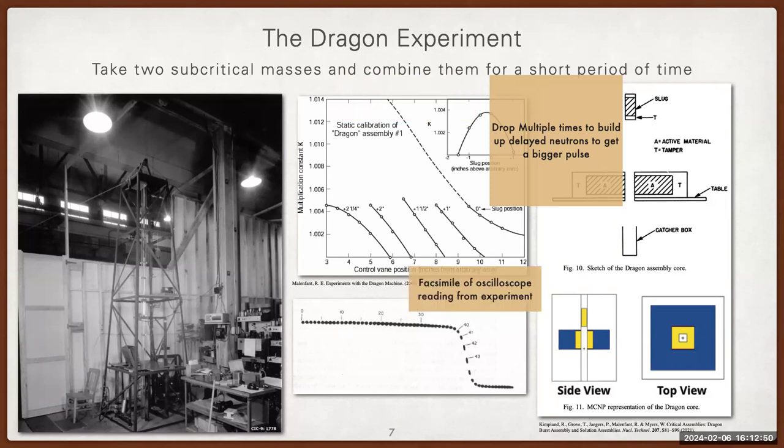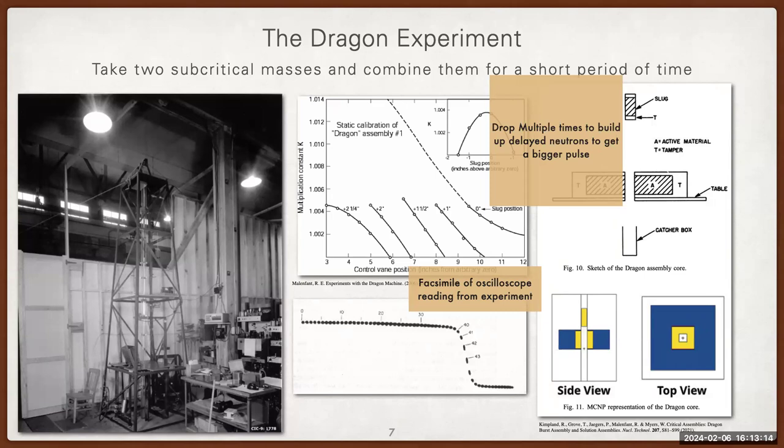And then this figure right here is a facsimile of the oscilloscope reading of the experiment. I got this picture out of a recent Los Alamos report, where they actually scanned this from an old book. You can see the typing on the back of that page. And this oscilloscope reading is basically, it'll go down as it's recording more neutrons.